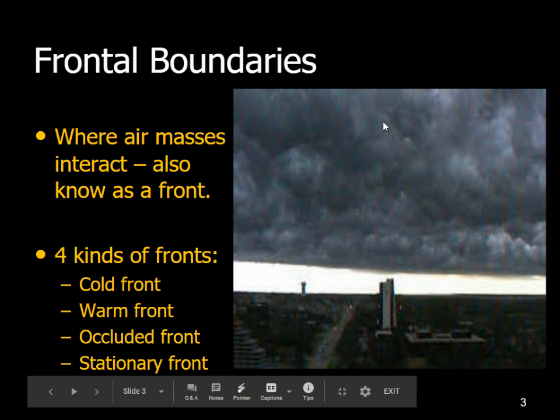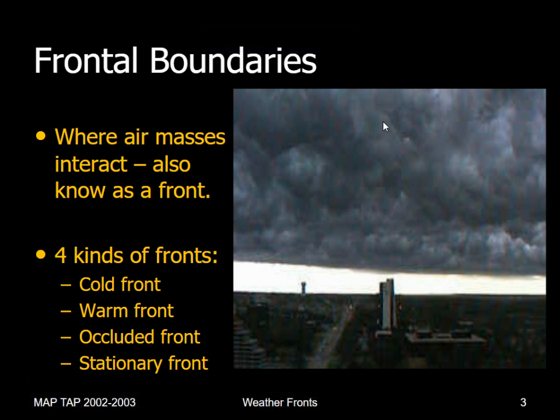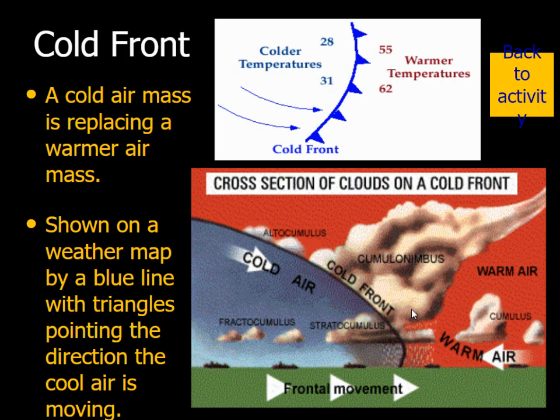Where air masses meet are called fronts, so frontal boundaries. You can almost see, like in this picture, a front coming in at a certain point. The types are cold fronts, warm fronts, occluded fronts, and stationary fronts. We talked about this in the last one.